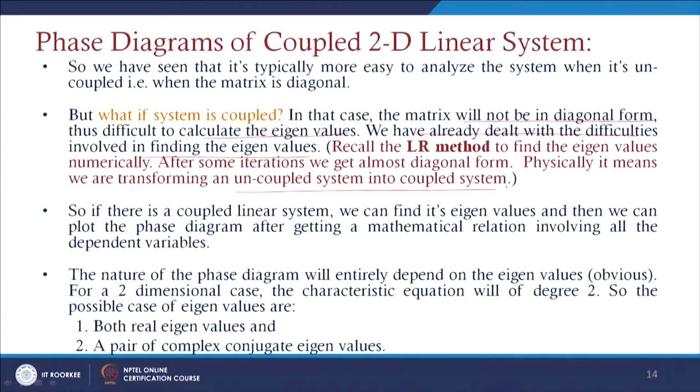So, if there is a coupled linear system, we can find its eigenvalues and then we can plot the phase diagram after getting a mathematical relation between them. And the nature of the phase diagram will be entirely dependent on the eigenvalues. Obviously, in the 2 dimensional case, the characteristic equation will be of degree 2, and so the possible eigenvalues are either both real or a pair of complex eigenvalues.